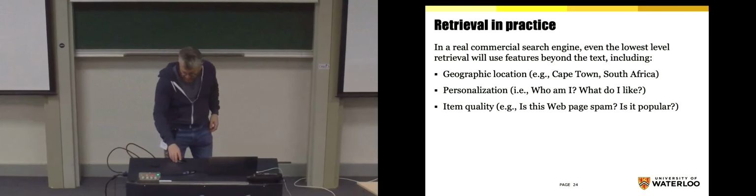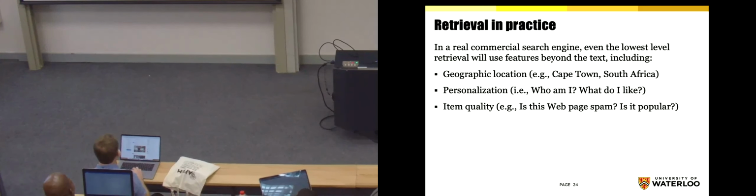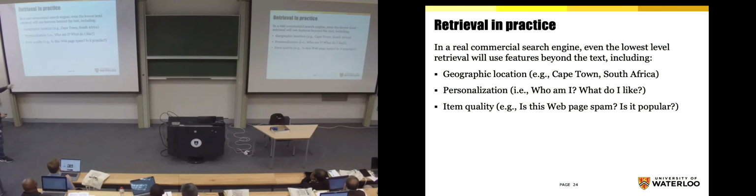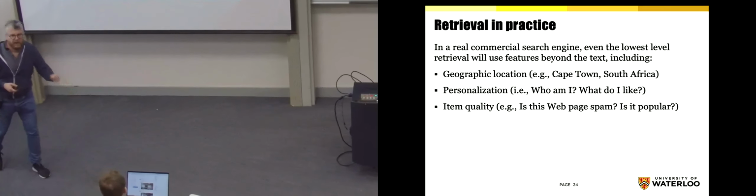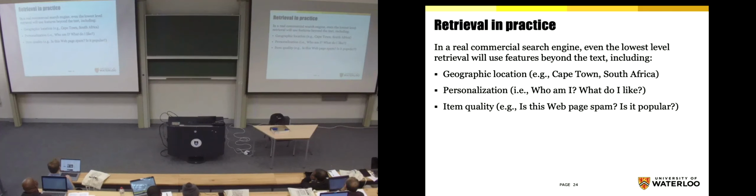So in practice, it's not just words and things like that, but even the lowest level, even the bottom of the volcano, is going to use features that are not just text. They're not just matching words. I think a lot of people think that search is just about matching the words in the text, and that's not it at all. So even at the lowest level, it's going to have something about geographic locations and things like this. It's going to have personalization aspects. Who am I? What do I like? And it's going to have information about quality. So for web pages, is it spam? Is it a popular page? Is it a high quality page? And things like that.